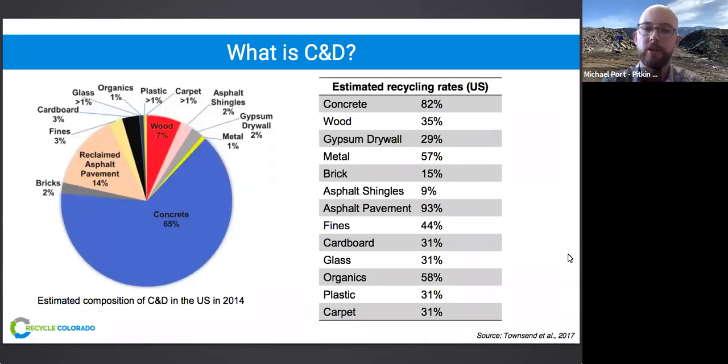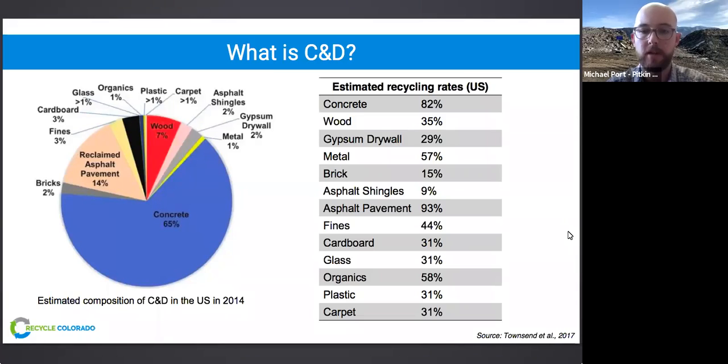The graph on the left here is looking at the US overall. Obviously we have a lot of concrete being used, which makes up the biggest proportion of the C&D waste stream, as well as asphalt pavement. But there's a diversity of materials produced from that, which we have to try and manage. Just think about your average home building, how many different types of materials go into that. So it's a pretty complex waste stream.